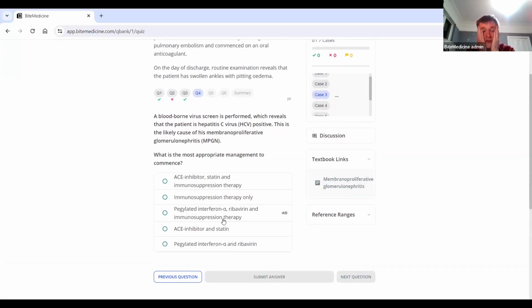So I guess the question is really asking is, do you start management of their kidney disease? So that would be kind of ACE inhibitor, statin. Or do you treat the hep C? No idea. Absolutely no idea. Well, I've already been schooled by this one, so I'm going to go with a simple answer of ACE inhibitor and statin. Let's see.